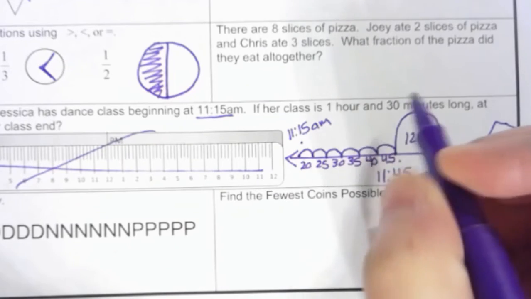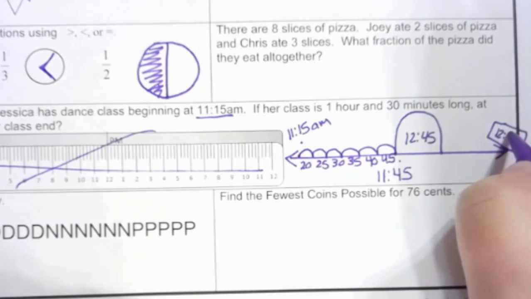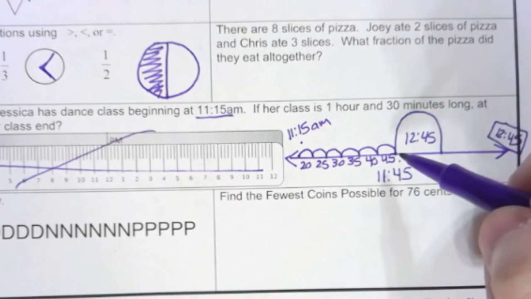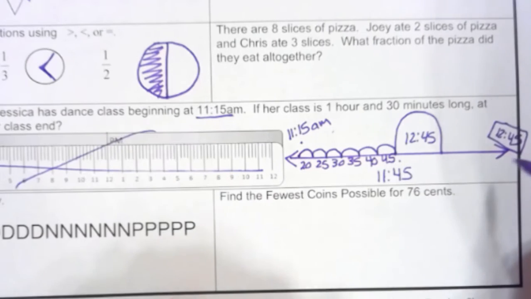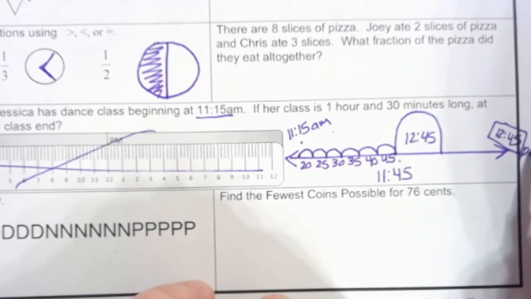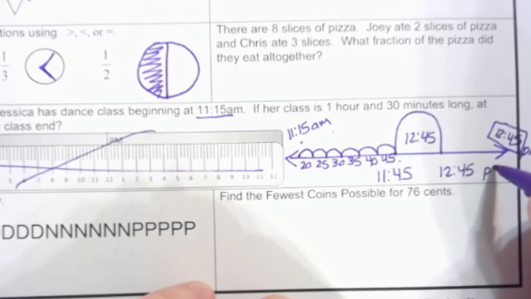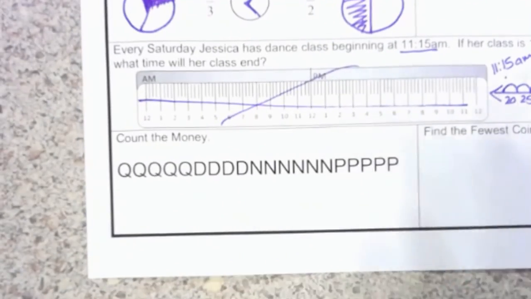12:45. So I ended my dance class at 12:45. Now, do we think that's AM or PM? Well, we've crossed over the 12, so I'm saying PM now. We started at AM, but we're past 12 o'clock, so it switched to 12:45 p.m. All right, we're going to end today on money.